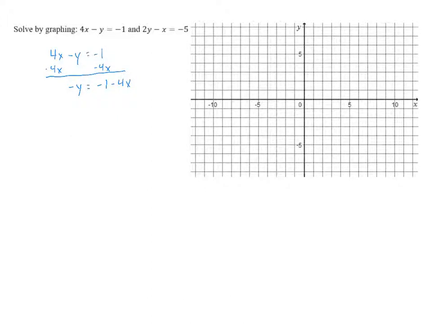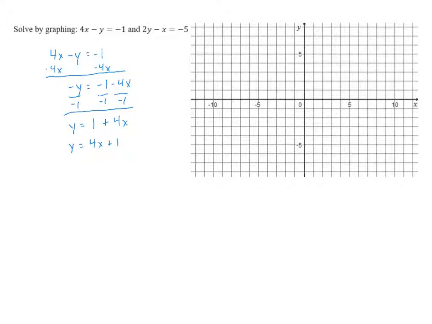Now we want y alone, but it's got a negative sign in front of it. So to get rid of that, we're going to divide both sides by negative 1. This is going to give us y on the left, and on the right, a negative divided by a negative is a positive. So we're going to have 1 plus 4x. And it's fine to leave it like that, but if we really want to put it in slope-intercept form, the slope comes first. So we could rewrite it as y equals 4x plus 1.